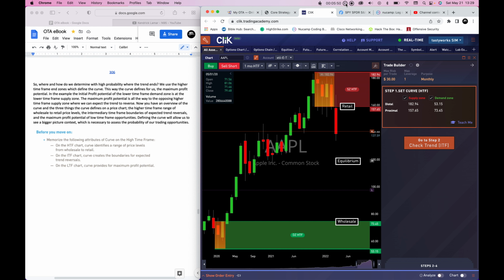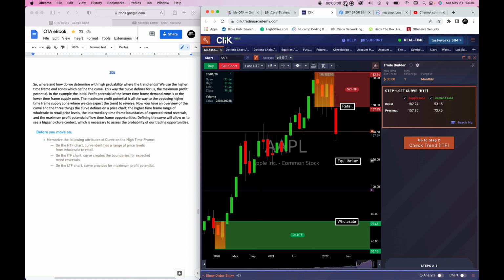In the previous example, the initial profit potential of the lower time frame demand zone is at the lower time frame supply zone. The maximum profit potential is all the way to the opposing higher time frame supply zone, where we can expect the trend to reverse. Now you have an overview of the curve and the three things the curve defines on a price chart: the higher time frame range of wholesale to retail price levels, the intermediary time frame boundaries of expected trend reversals, and the maximum profit potential of low time frame opportunities.